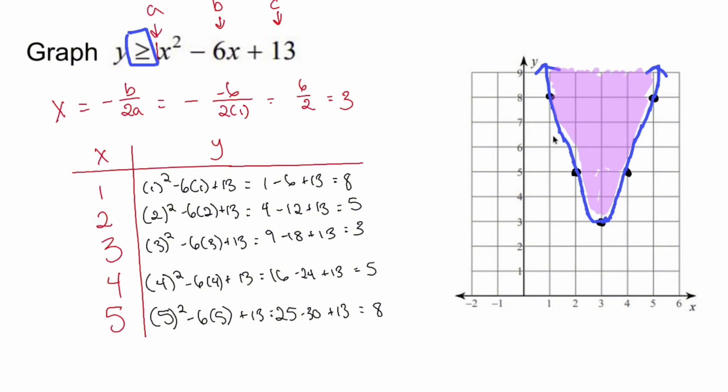So what this means is anything on the blue line and anything that's shaded there in purple is a solution to this inequality right here. So it's not so much picking points and graphing the points. You have to remember to do some solid or dashed lines and some shading as well.